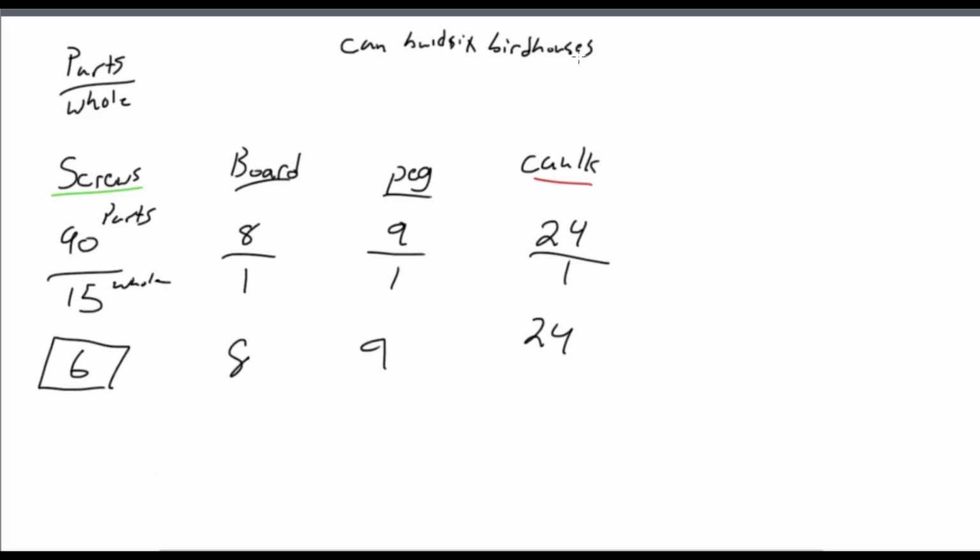Well, now if I make 6 whole birdhouses, I need to figure out, what am I going to do? How many boards am I going to end up using? 6. So I'm going to subtract 6 and have 2. Here I'm going to subtract 6 and have 3. And here I'm going to use, because we converted the caulking, another 6. I'm going to have enough to make 18 more.